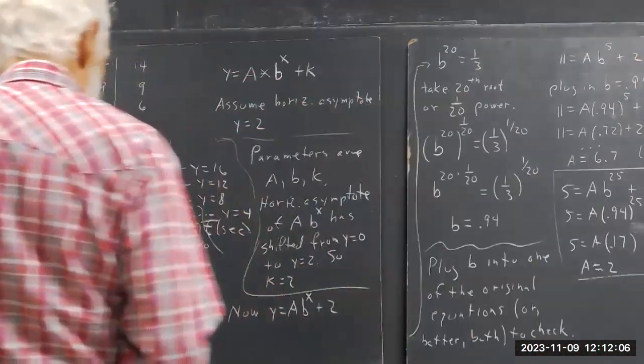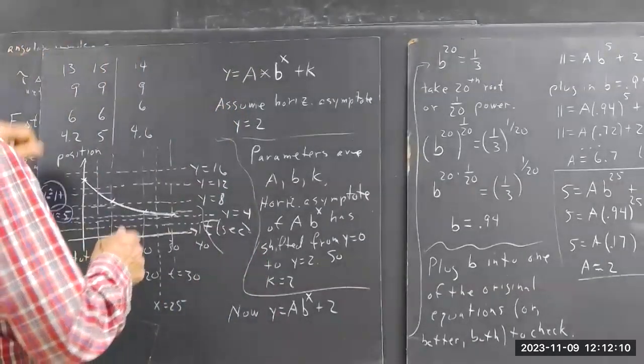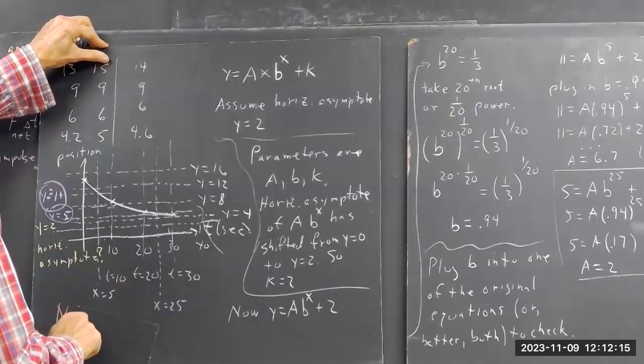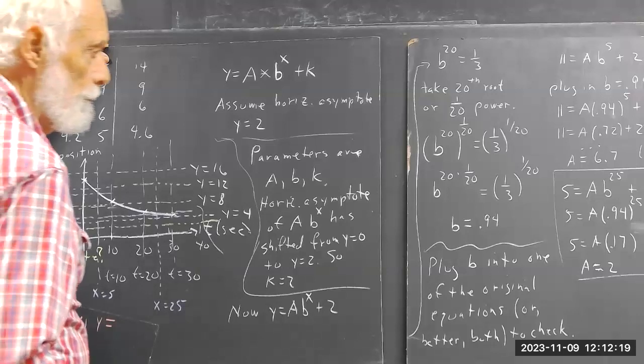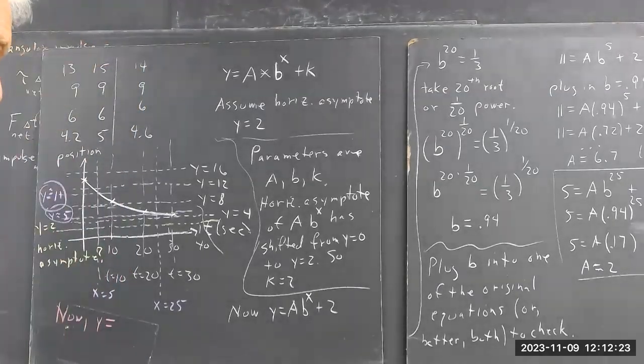Okay, so now we have the question. Okay, now when you did 9 over b to the 5th. Oh man, I don't want to do that again. Okay, I'm gonna do it again. Okay, 7, 7, 9 over 1.